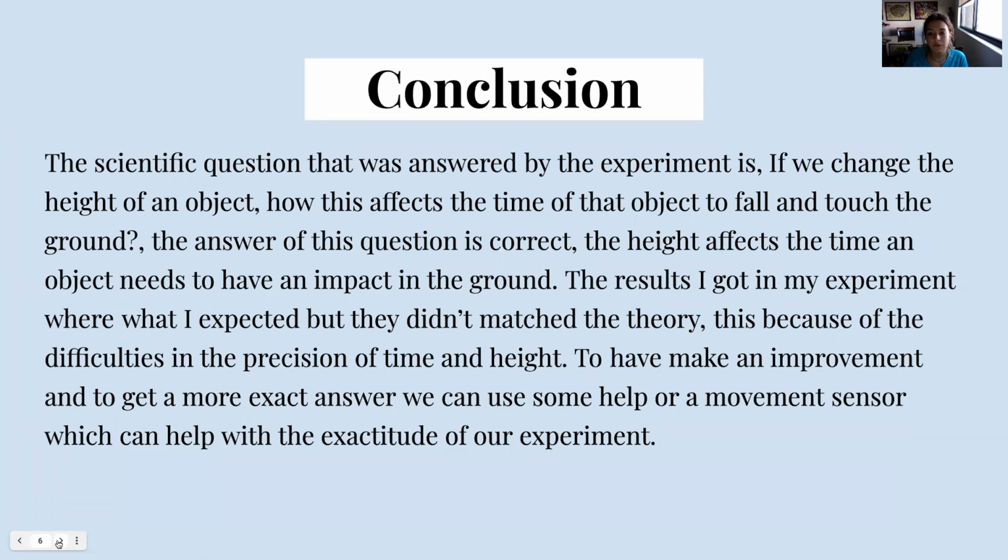The results I got from my experiment were what I expected, but they didn't match the theory. This is because of the difficulties in the precision of time and height. To make an improvement and get a more exact answer, we can get some help or use a movement sensor, which can help with the exactitude of the experiment.